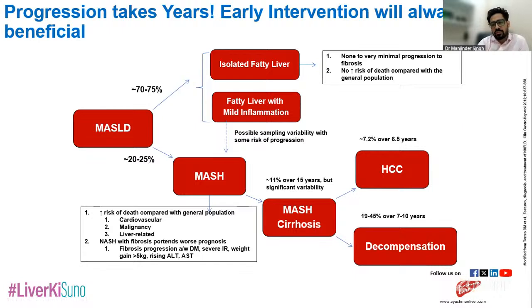From MASH cirrhosis, the risk of decompensation is around 30-40%, and the risk of HCC is around 7% over 6.5 years. When MASLD transitions to MASH, there is increased risk of death compared to the general population. There is higher cardiovascular death rate, malignancies, liver-related comorbidities. NASH with fibrosis portends worse prognosis. So it is associated with diabetes, severe insulin resistance, rising ALT, AST levels.